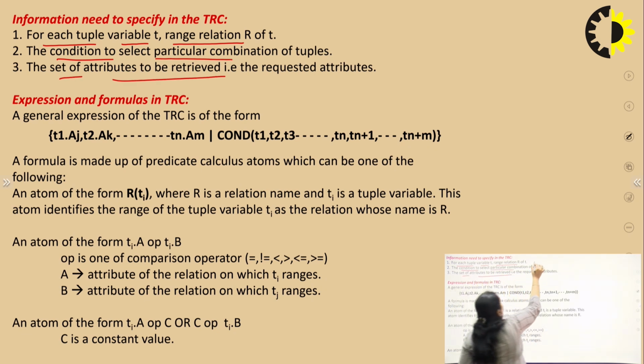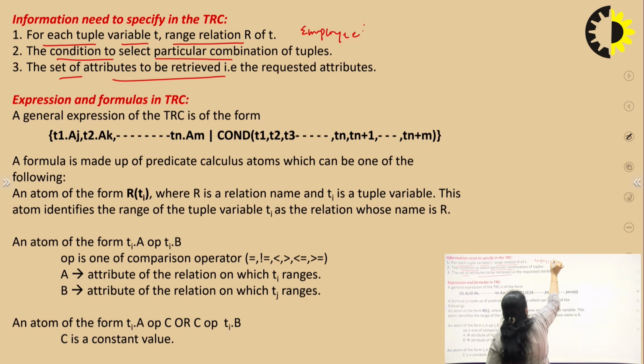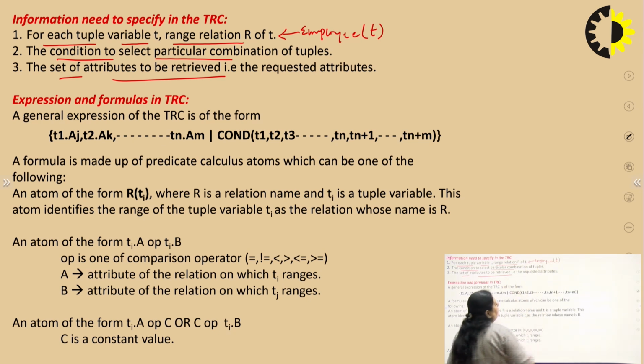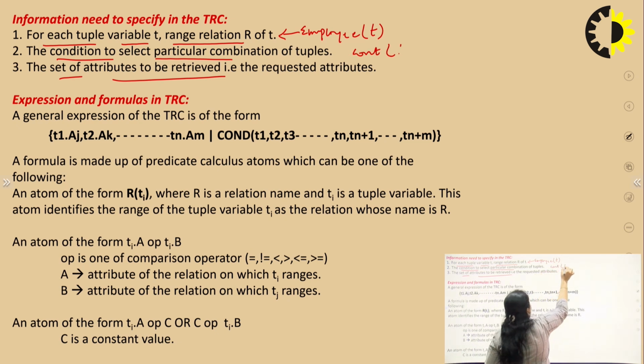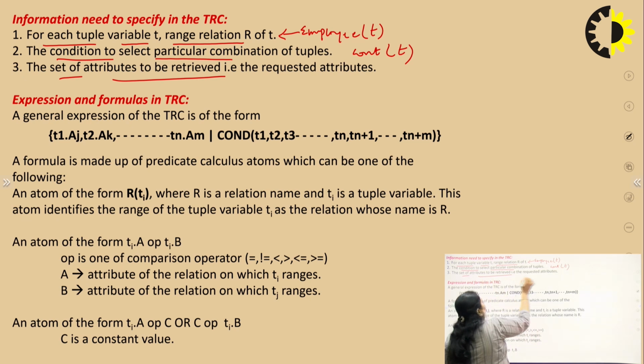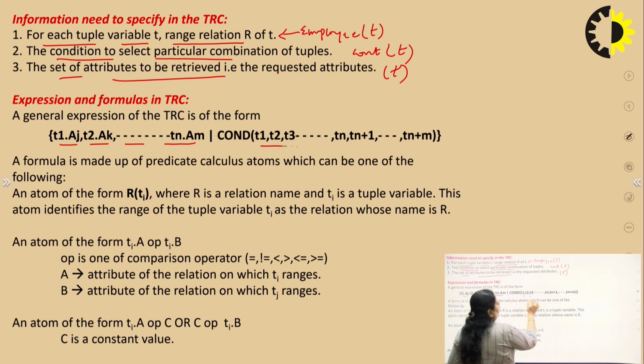That means suppose you have an employee table, you are giving a relation a variable T. This is what this statement states. Secondly, you have to give a condition based upon that T variable, and you have to fetch the set of attributes from that variable. So what could be the expression? The expression is the set of attributes you want to fetch. These can be a number of attributes from T1 to Tn. And secondly, the condition that you want to apply from T1 to Tn plus M.